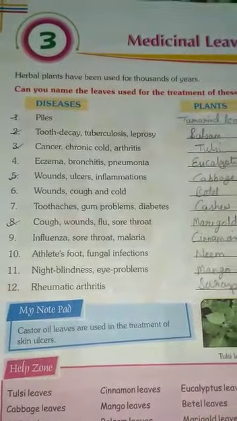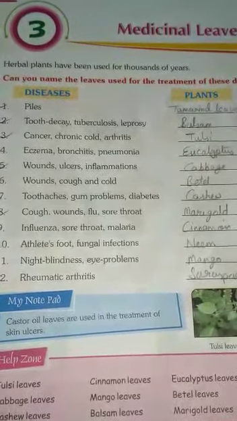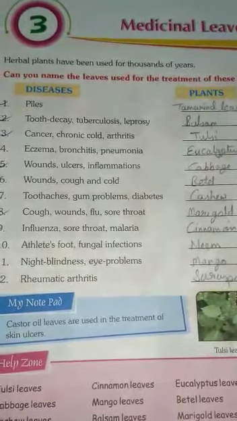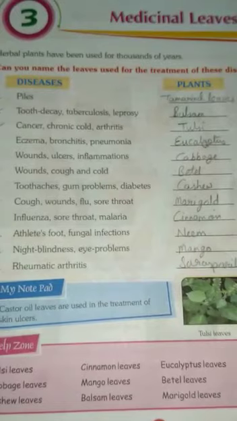Now third one is cancer, chronic cold, arthritis. In this disease, which plant will be required? Tulsi. Eczema, bronchitis, pneumonia. In this, which plant? Eucalyptus, means Nilgiri vriksh. In Hindi what will we say? Nilgiri, eucalyptus. Now fifth one is wounds, ulcer, inflammations. If this disease is there, which treatment plant will be used?